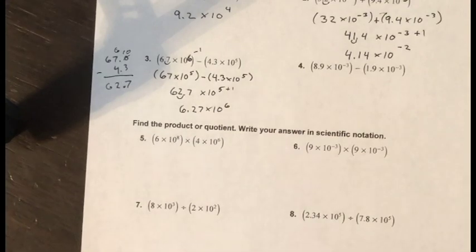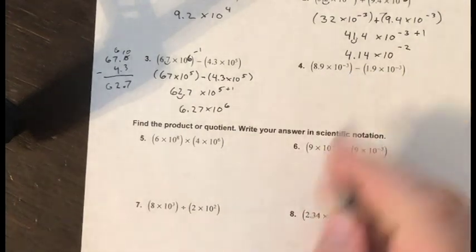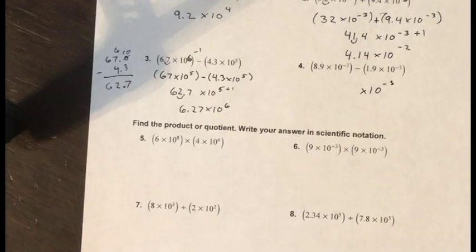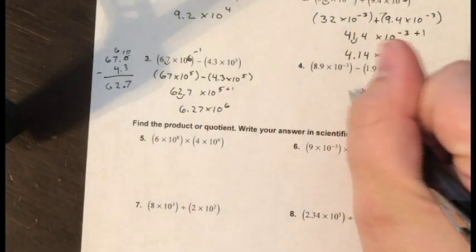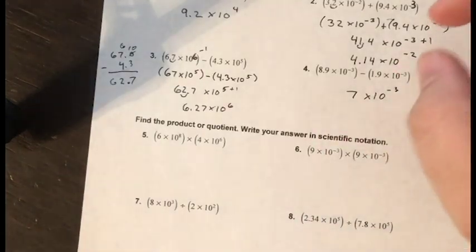It really doesn't matter. All right, so now we have an easy one. Notice right off the bat that this and this have the same exact power, so I can just write that down, and so that's cool. And now I have 8.9 times minus 1.9. Well, that's easy to do. That's just going to give me 7. Hey, I'm done.